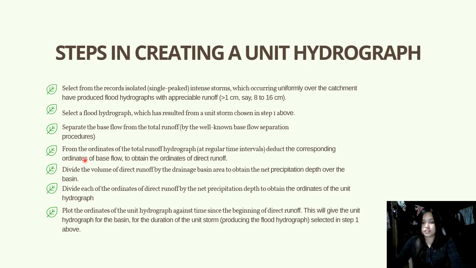The fourth one is, from the ordinates of the total runoff hydrograph at regular time intervals, deduct the corresponding ordinates of the base flow to obtain the ordinates of the direct runoff. The fifth one is to divide the volume of the direct runoff by the drainage basin area to obtain the net precipitation depth over the basin. The sixth one is to divide each of the ordinates of direct runoff by the net precipitation depth to obtain the ordinates of the unit hydrograph. And the last one is to plot the ordinates of the unit hydrograph against time since the beginning of the direct runoff. This will give the unit hydrograph for the basin for the duration of the unit storm producing the flood hydrograph selected in step one above.